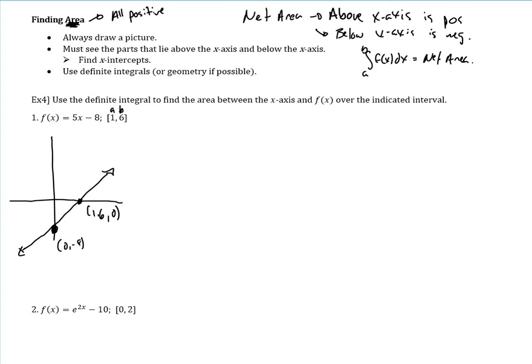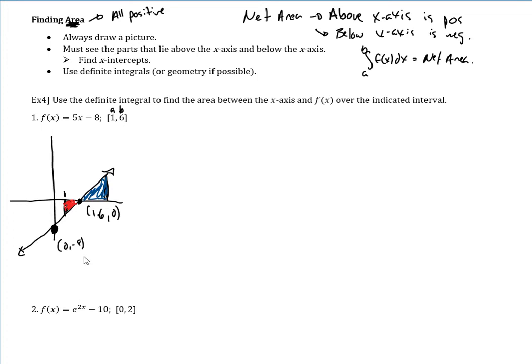Let's label. The interval is 1 to 6. So 1 we'll pretend is about there. It's definitely before 1.6, and then 6 is somewhere over here. This is not to scale, but what we have, let me do this in red, the red area would be considered as a negative. The blue area we're going to consider as a positive.